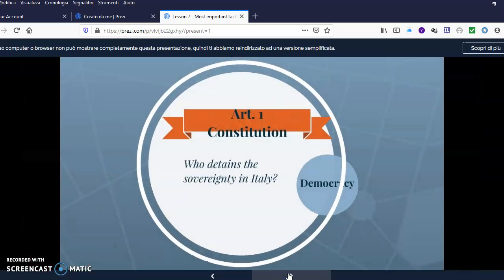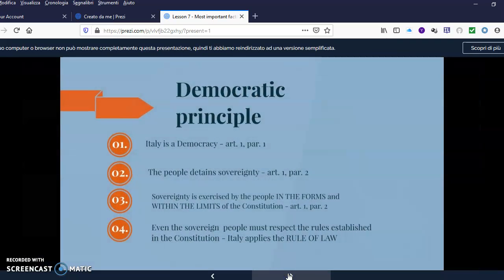First question, which is the form of state of Italy? The answer we can find in Article 1 of our Constitution. Who detains the sovereignty in Italy? The people. So Italy can be defined as a democracy. Italy is a democracy, the people detain sovereignty.